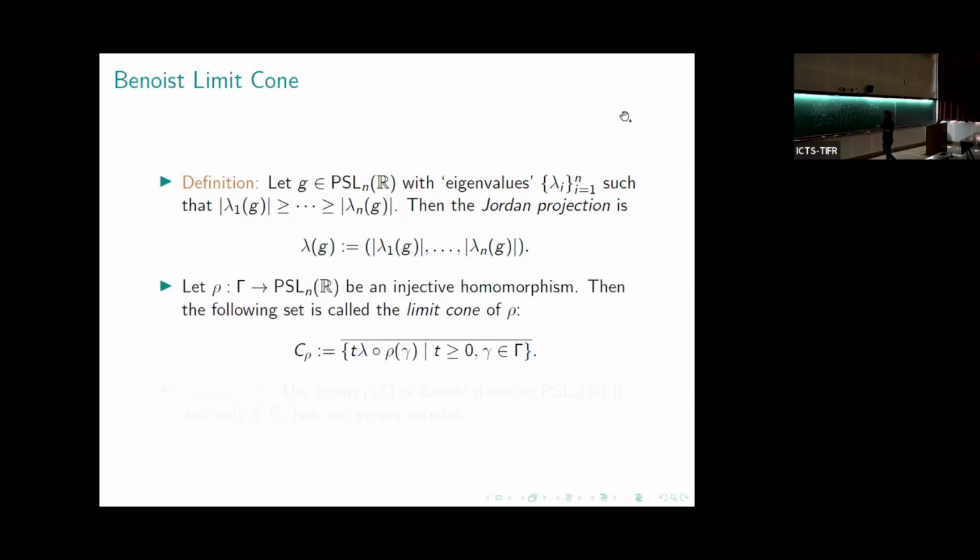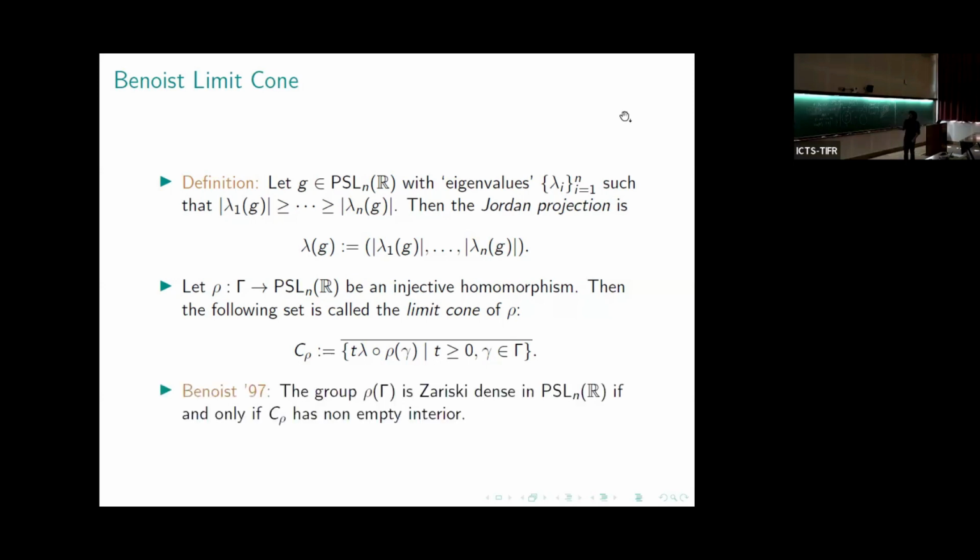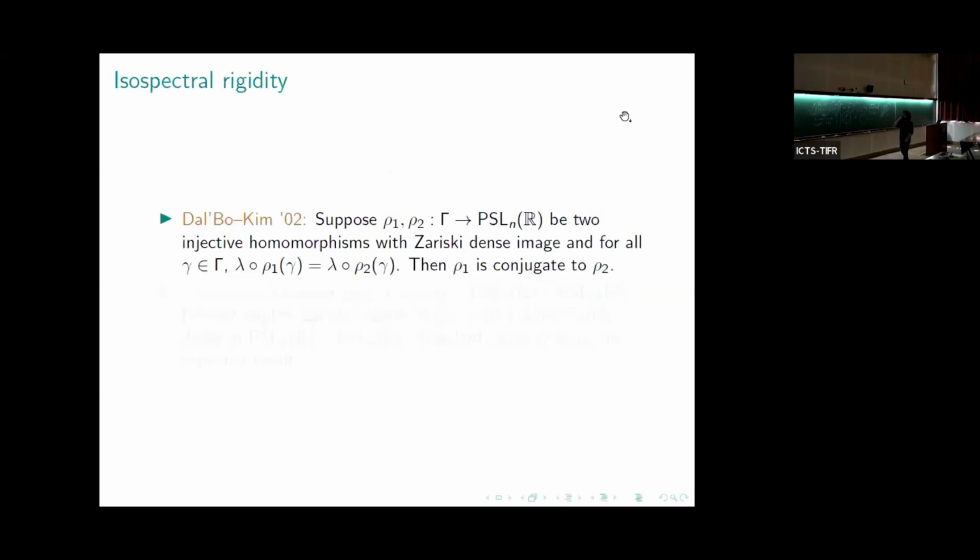And the Benoist cone is this: you take a representation of gamma inside PSL_n(R), and for each element small gamma inside gamma, you will have these kinds of points inside the space. If you take the lines joining these points and the origin, then this object is called the Benoist limit cone. So in 1997, Professor Benoist proved that rho(gamma) is Zariski-dense in PSL_n(R) if and only if this cone has non-empty interior. That means in R3, if you have three coordinates for these eigenvalues, it should fill up the whole thing. Now I come to a result from 2002 by François Dal'bo and Inkang Kim.